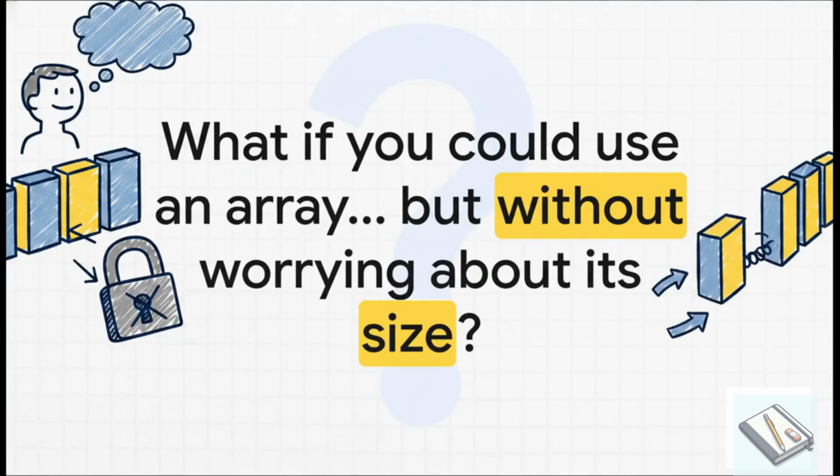Just think about that for a second. Regular arrays, they're fast, they're powerful, but man, are they rigid. You have to lock in their size right at the beginning, and that's it, you're stuck. It's a classic headache. But what if you could get all that array goodness without that one massive limitation? Well, that's it. That's the magic trick.